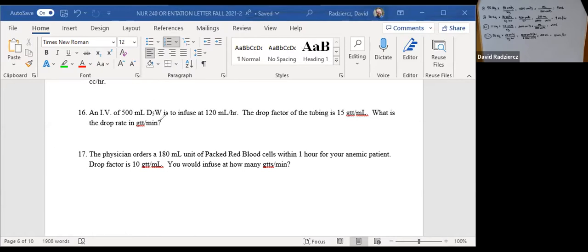For number 16, in order to calculate drop rate, remember I need two pieces of information. I need the flow rate and I need the drop factor. So I'm going to take the 120 milliliters per hour times 15 and convert hours to minutes. The shortcut is 120 milliliters over 60 minutes times 15. So 2 times 15, and the answer is 30 drops per minute.